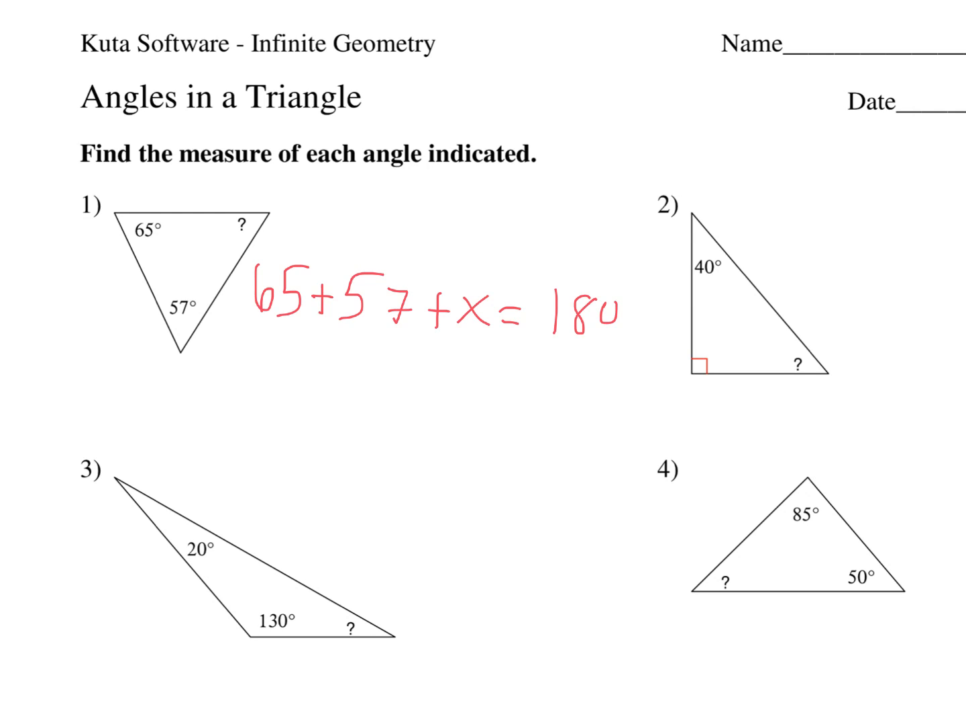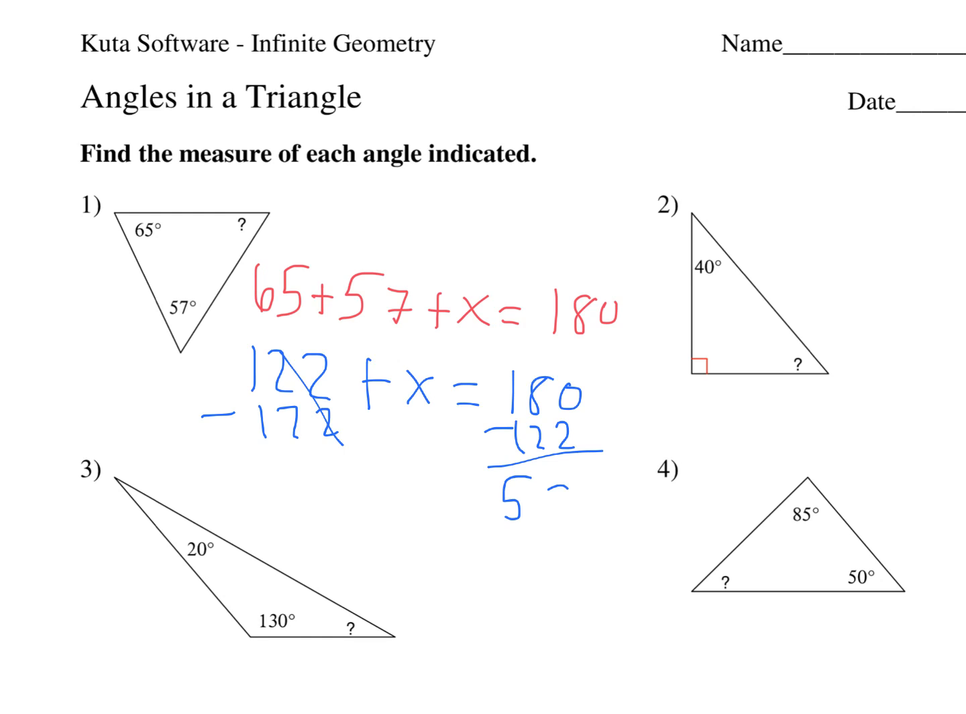So first we combine like terms. So 65 plus 57 equals 122, plus x equals 180. So then we do minus 122, minus 122. 180 minus 122 is 58. So the question mark angle equals 58 degrees. Don't forget the degrees mark.